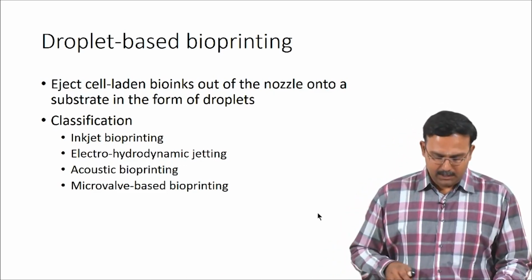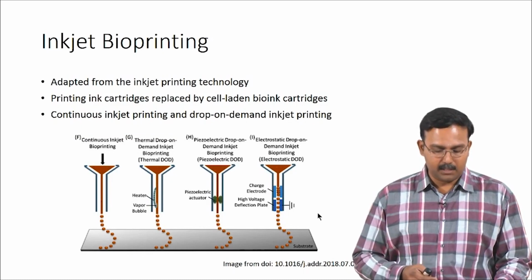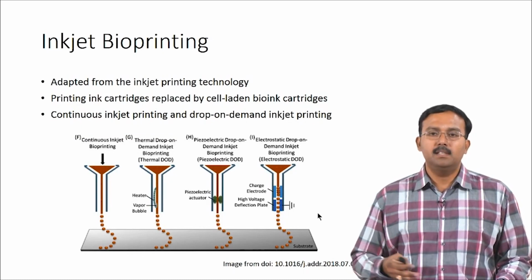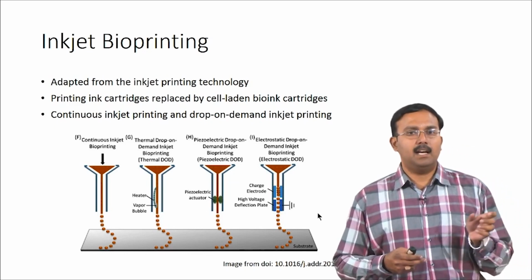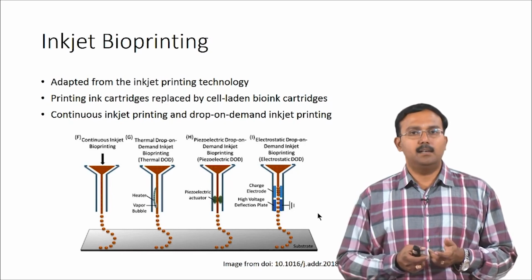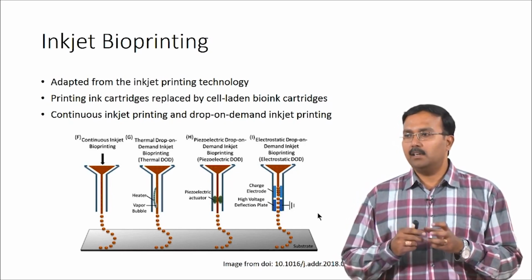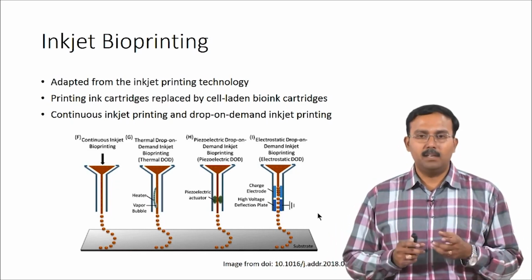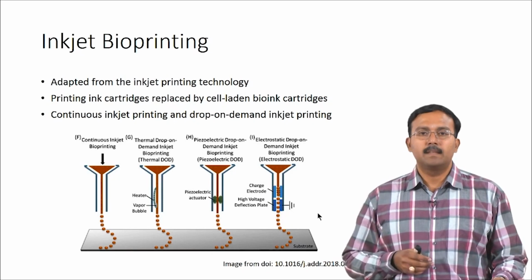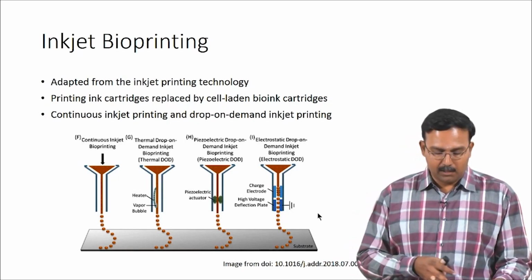So, this is a common inkjet bioprinting structure. It is adapted from the inkjet printing technology itself. The printing ink cartridges are replaced with cell laden bioink cartridges. Here, the only thing is you need multiple axes to be printed, not just a single axis. So, these are some of the common inkjet printing technologies.